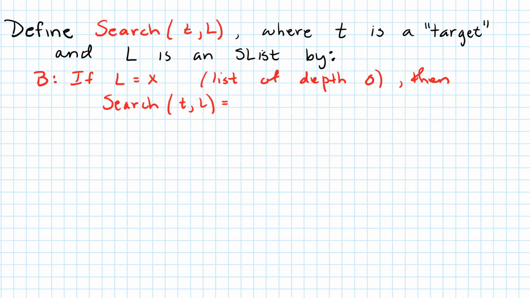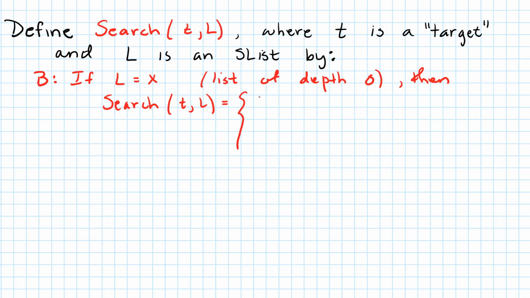We'll define the search of T comma L, where T is a target. T is what we're looking for. And L is an S list, a sorted list. And we're going to define this search function by the following base case. If L is equal to X, in other words, if our sorted list just has one element in it, namely X, this is an S list of depth 0. Then our search is going to equal true or false as follows.